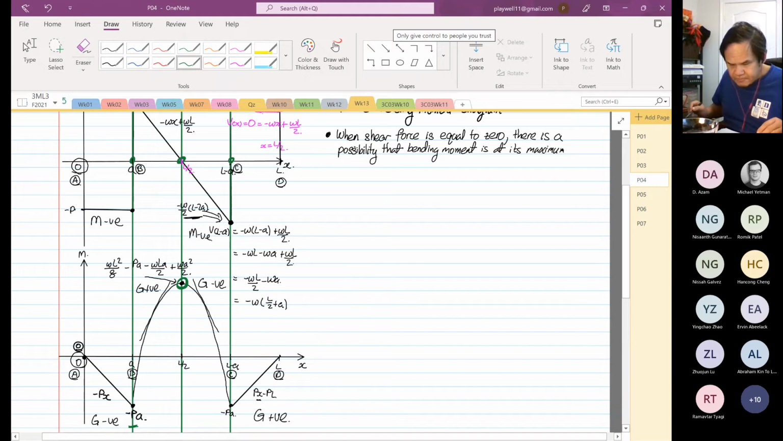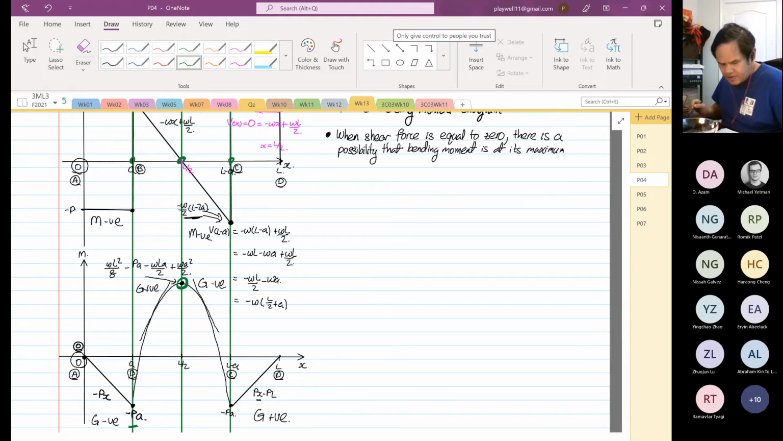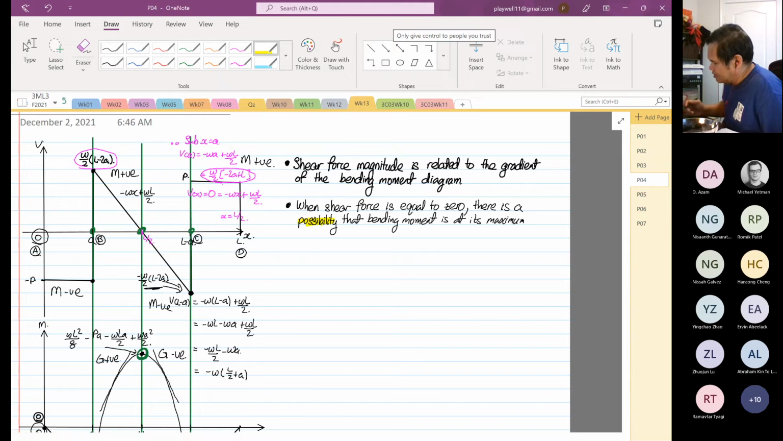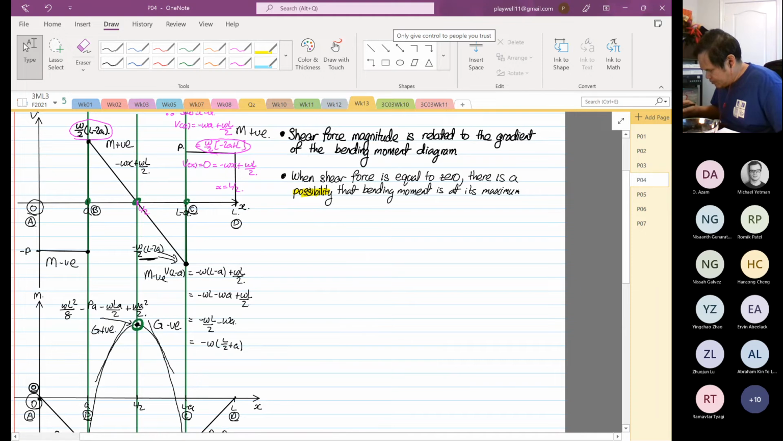So that's where I mentioned that there is a possibility. So everyone has to check that when the shear force is 0, the bending moment is at its maximum. So what else do I need to highlight between the shear force and bending moment diagram?